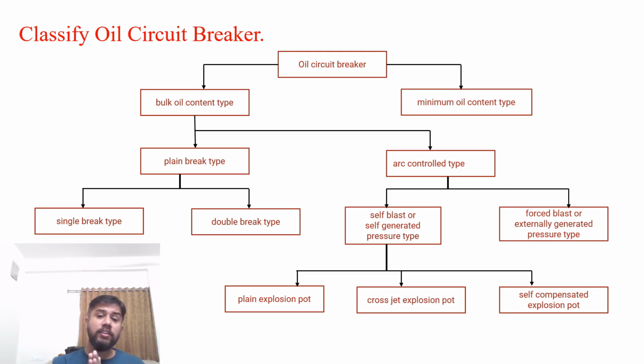Again, self-blast or self-generated pressure type circuit breakers are classified into 3 categories. First is plain explosion pot, second is cross-jet explosion pot, and last is self-compensated explosion pot type. So this is how we can classify oil circuit breaker, and this arrangement is made in a chart type so that you can remember very easily and effectively.